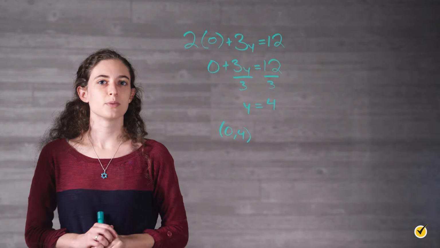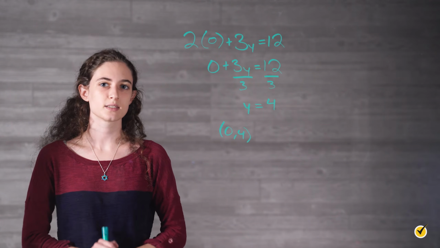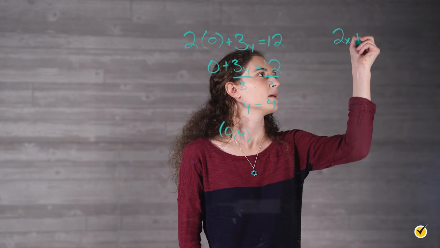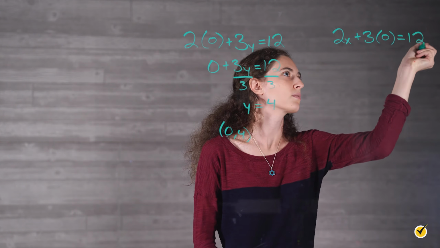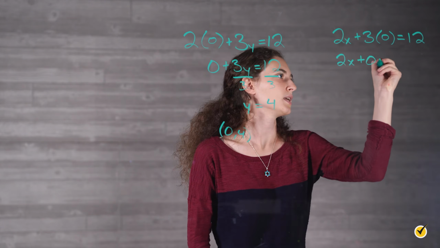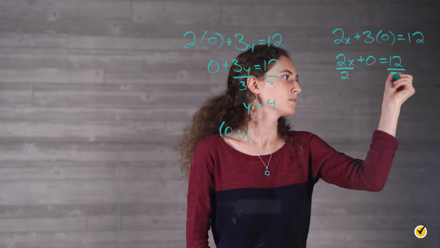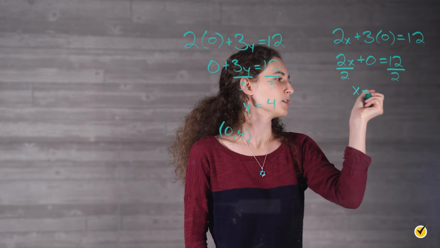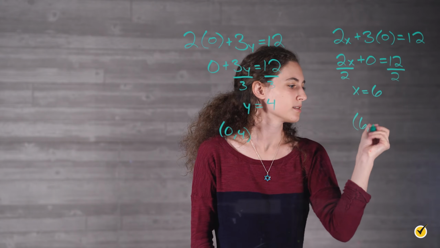Likewise, the x-intercept can be determined by substituting y equals 0 into the equation and solving for x, as follows. 2x plus 3 times 0 equals 12. 2x plus 0 equals 12. Divide by 2 on both sides, because again, the 0 won't change anything since you're adding it. X equals 6. So the x-intercept is at the point 6, 0.